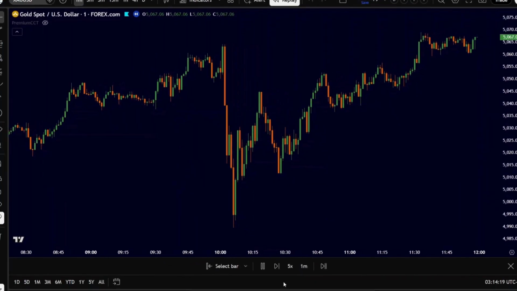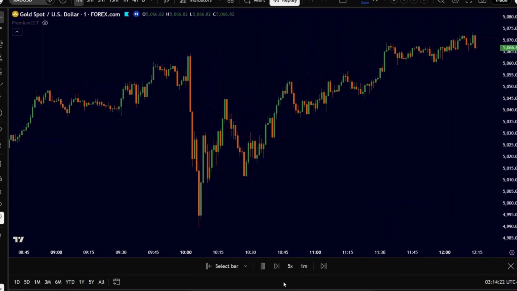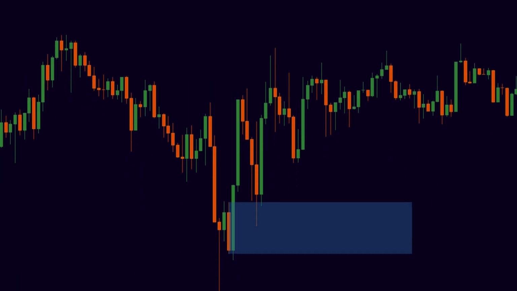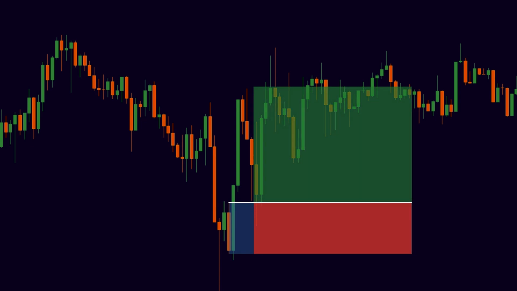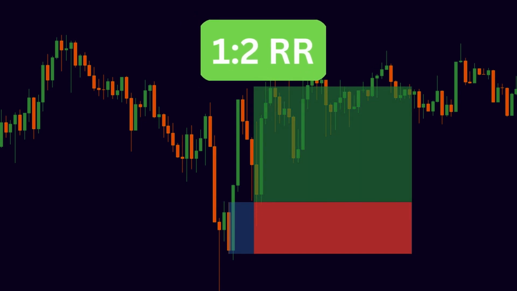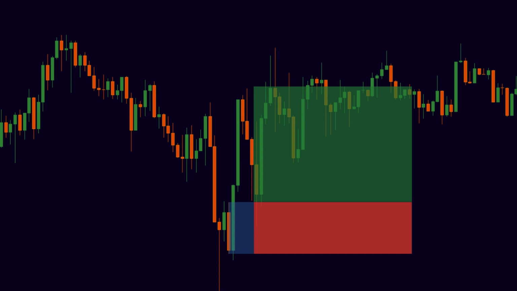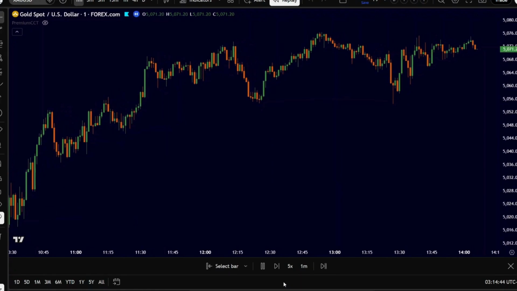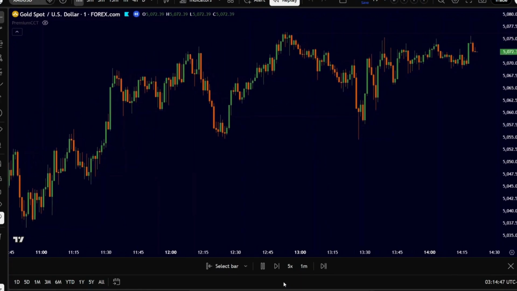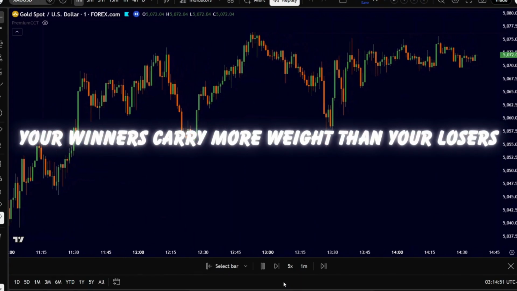Once you've identified a valid order block, the actual entry logic is straightforward. You place your entry at the top of the order block zone, put your stop loss at the bottom, and aim for at least a 1-to-2 risk-to-reward ratio on your target. The reason the 1-to-2 RR matters is simple math. With that ratio, you don't need to be right the majority of the time to be profitable. Your winners carry more weight than your losers.